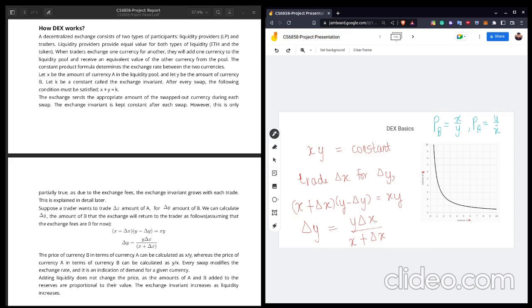Suppose a trader wants to trade delta x amount of A. Using this formula, we can calculate delta y, which is the amount of B that the trader will get in return for delta x amount of A. The price of A in terms of B and the price of B in terms of A can be calculated using this formula. Adding liquidity does not change the price as the ratio of reserves of A and B remains the same. It just increases the exchange invariant.